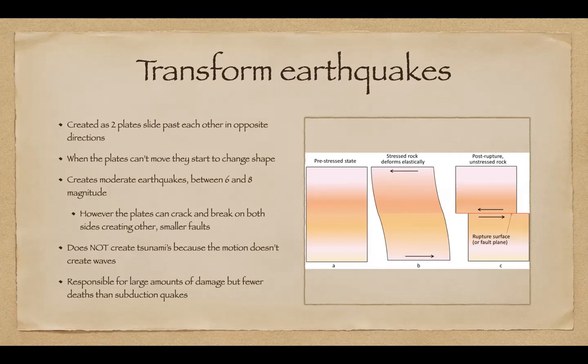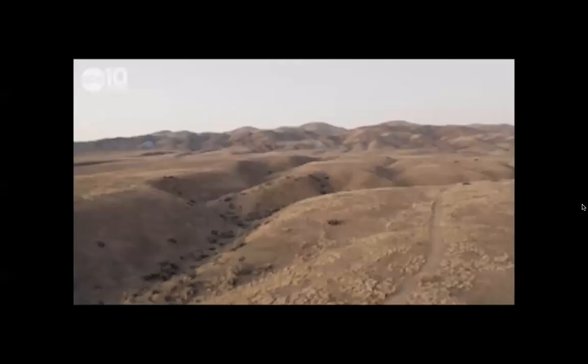Now, transform boundaries do cause a lot of damage. They topple buildings, but they also cause far fewer deaths than subduction. So definitely not as much to fear. Now, we still need to be prepared and you need to be aware that they exist and they can produce powerful earthquakes, but it's not quite as bad as the subduction. And here's a little bit about the San Andreas.